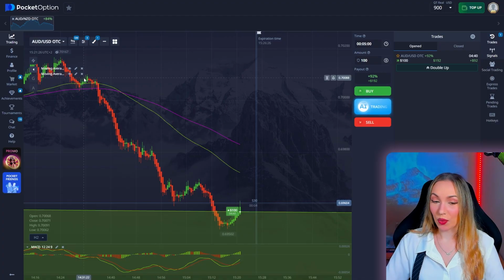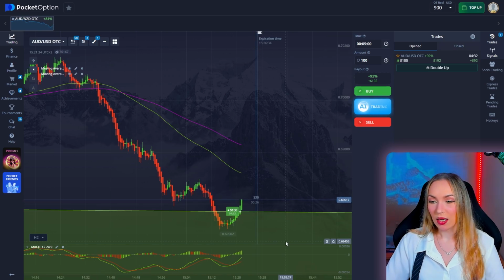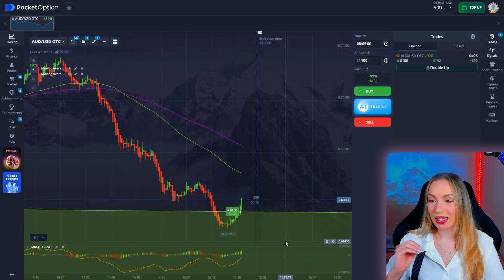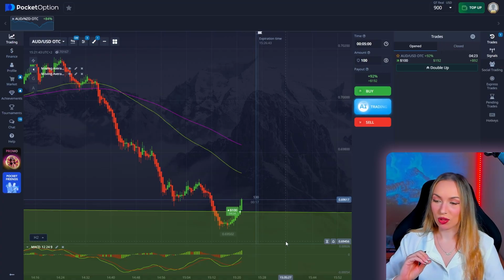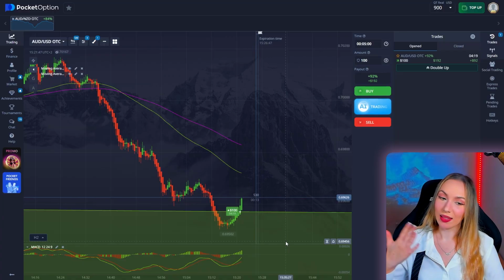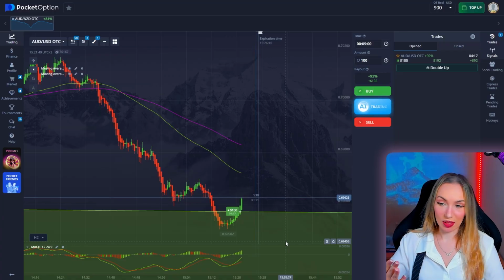First of all, I'm operating on 30 seconds time frame, and on 30 seconds time frame we can clearly see that here is the downward trend, and one of the basic rules of trading is not to open the trades against the main trend direction. So I would prefer here to open only the trades in the downward direction, because it's a downward trend.